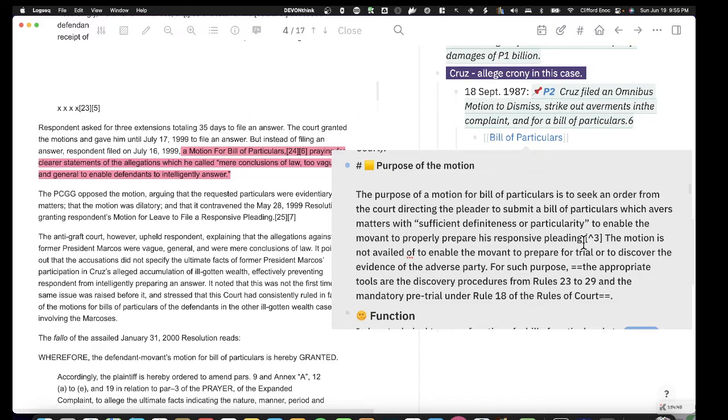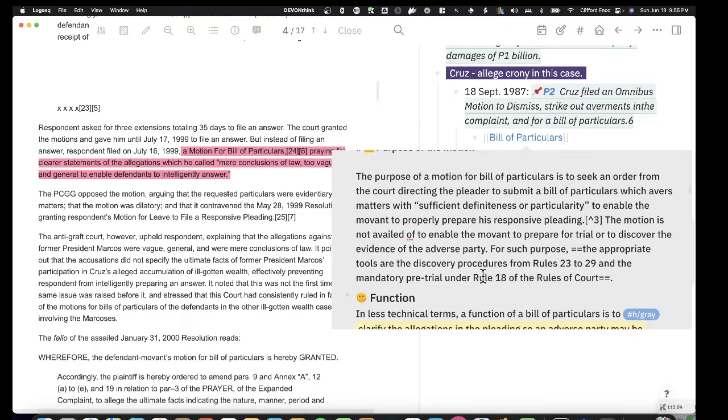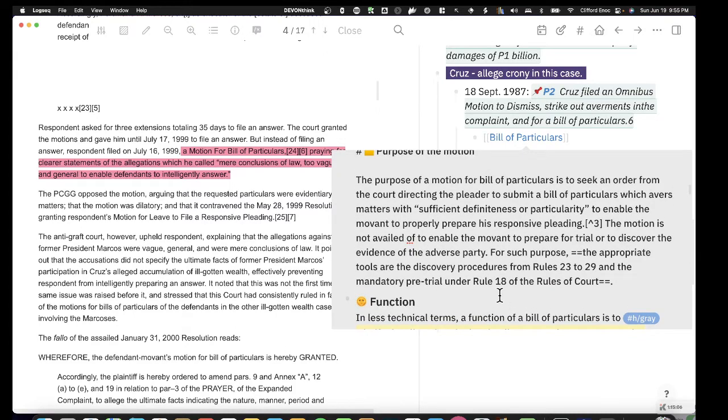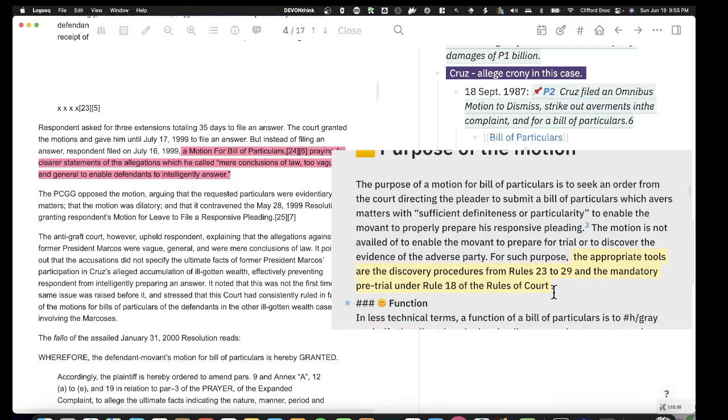To enable the movant to properly prepare his responsive pleading. The motion is not availed of to enable the movant to discover the evidence of the adverse party for such purpose. The appropriate tools are the necessary procedures under Rule 23 to 29, Rule 8, and pre-trial under Rule 18 of the Rules of Court.